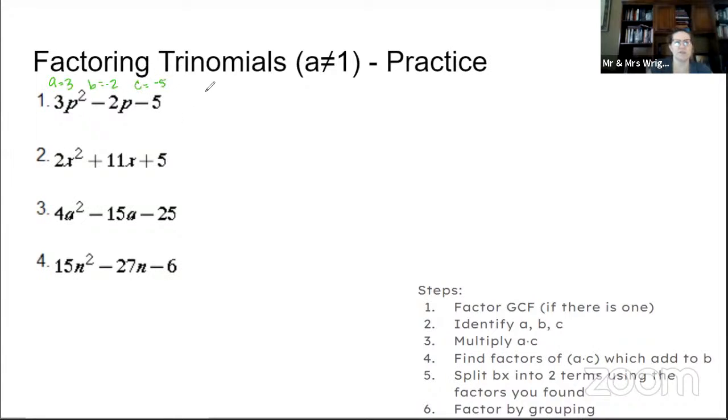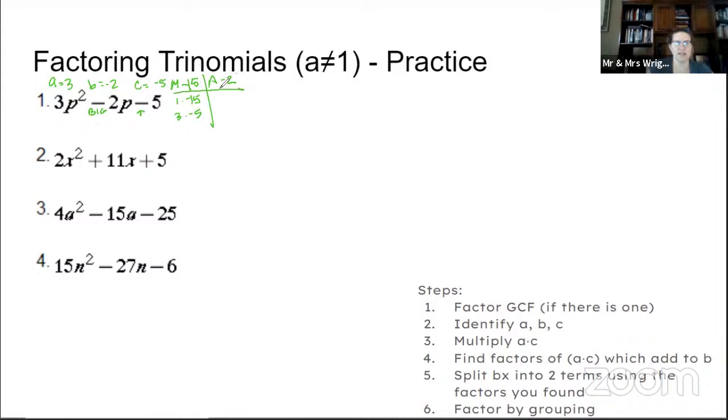A times C is what? 3 times -5 is -15. So we need something that multiplies to -15 and adds to -2. And we know that they're going to be different signs, and the bigger number is going to be negative. So 1 times -15. 2 will not work. That's an odd number. 3 times -5. 4, there's nothing there.